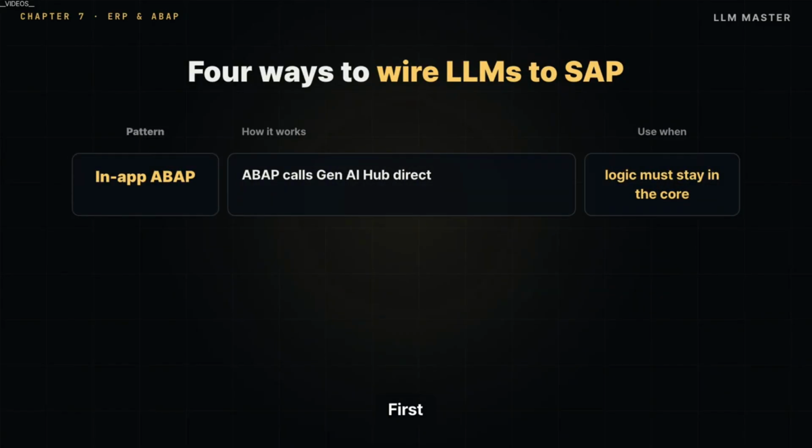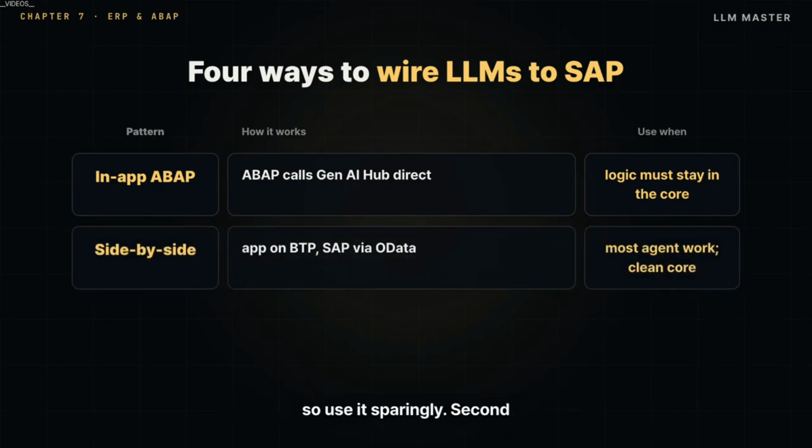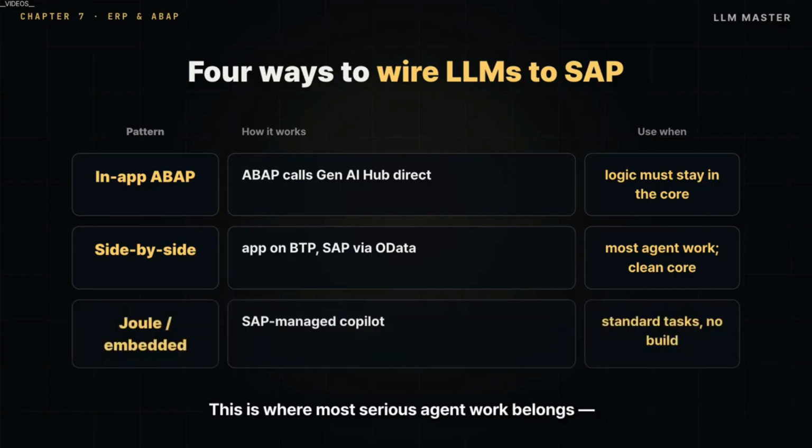There are essentially four ways to connect a language model to SAP, and choosing well is most of the job. First, in-app. ABAP itself calls the Generative AI Hub over an outbound destination. It keeps logic in the core, but it couples your AI directly to frozen code, so use it sparingly. Second, side-by-side. You build the agent as a separate application on BTP, and it reaches into SAP through OData and RAP. This is where most serious agent work belongs. It keeps the core clean and upgrade safe.